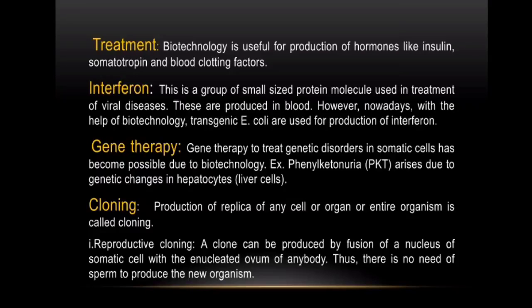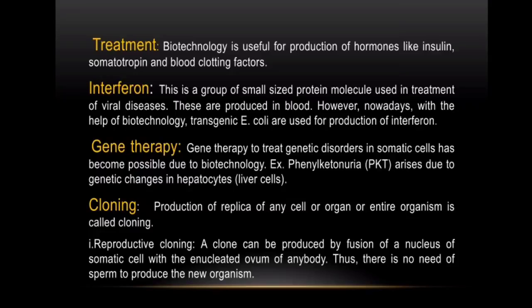Gene therapy. Gene therapy to treat specific genetic disorders in somatic cells has become possible due to biotechnology. Phenylketonuria (PKU) arises due to genetic changes in hepatocytes, that is liver cells. It has become possible to treat it with gene therapy. This method is called somatic cell gene therapy. All the cells except sperm cells and ova cells in the body are called somatic cells.